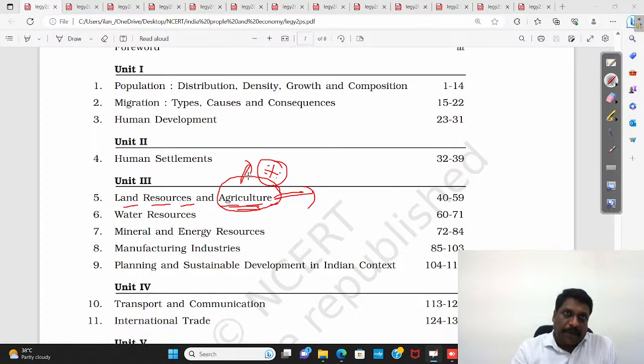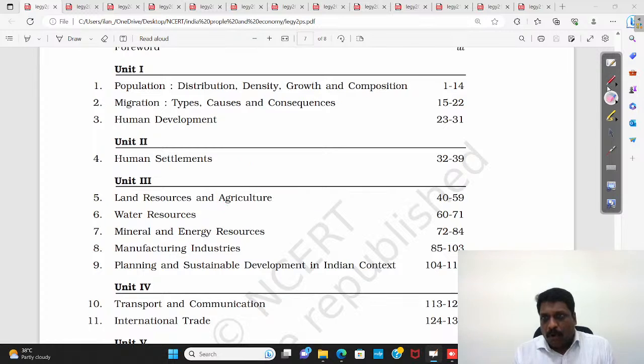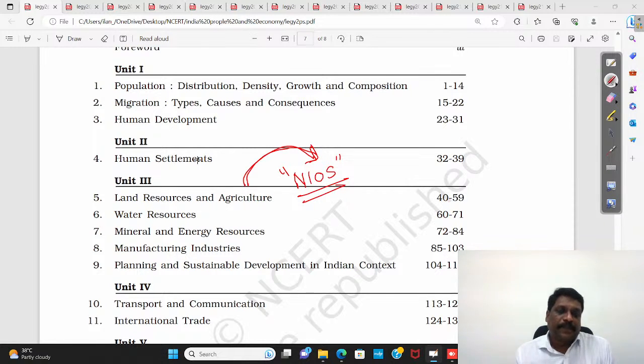What is the temperature needed? What is the amount of precipitation needed? What kind of soil does it need? How many frost-free days in a year does it need? Those nuances are missing. If you ask me for an alternative, I'll give you one which is also open source: NIOS material, only for agriculture. I'm saying this only for the selected topic. For agriculture chapters, you may rely on NIOS material.